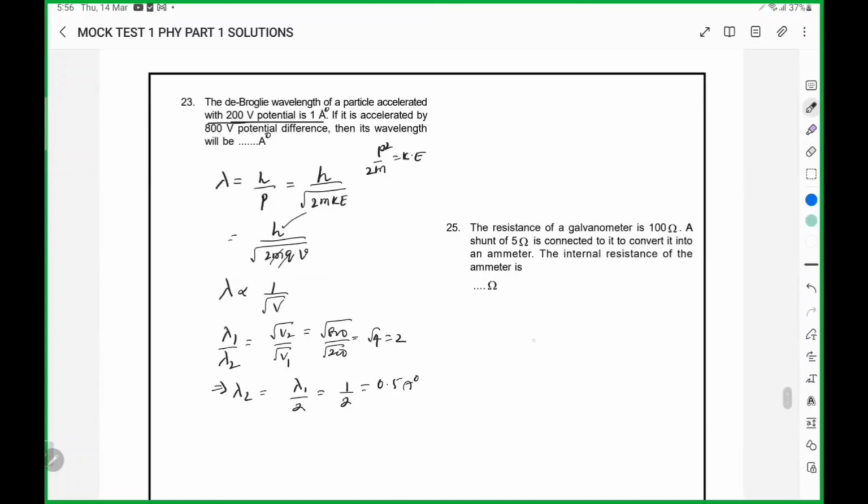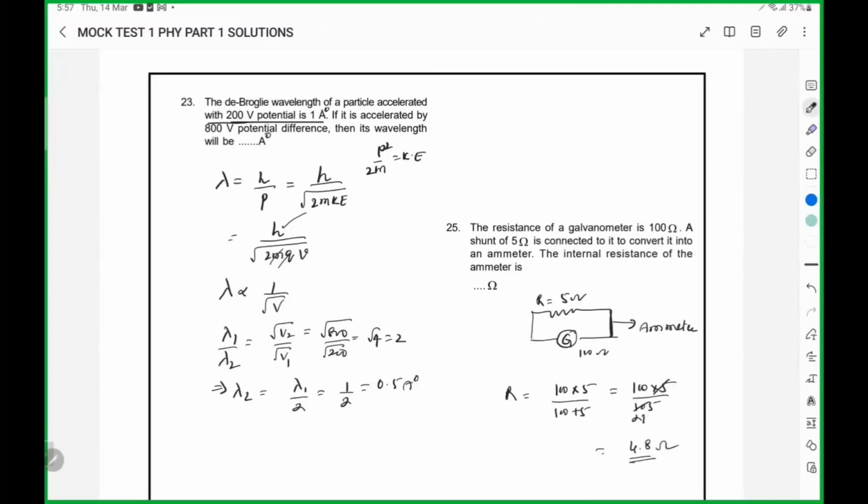So here the galvanometer resistance is 100 ohms. A shunt of 5 ohms is connected to convert it into an ammeter. When the shunt is connected in parallel to the galvanometer, this whole system we call an ammeter. So the resistance will be 100 into 5 by 100 plus 5, which is roughly 4.8 ohms.